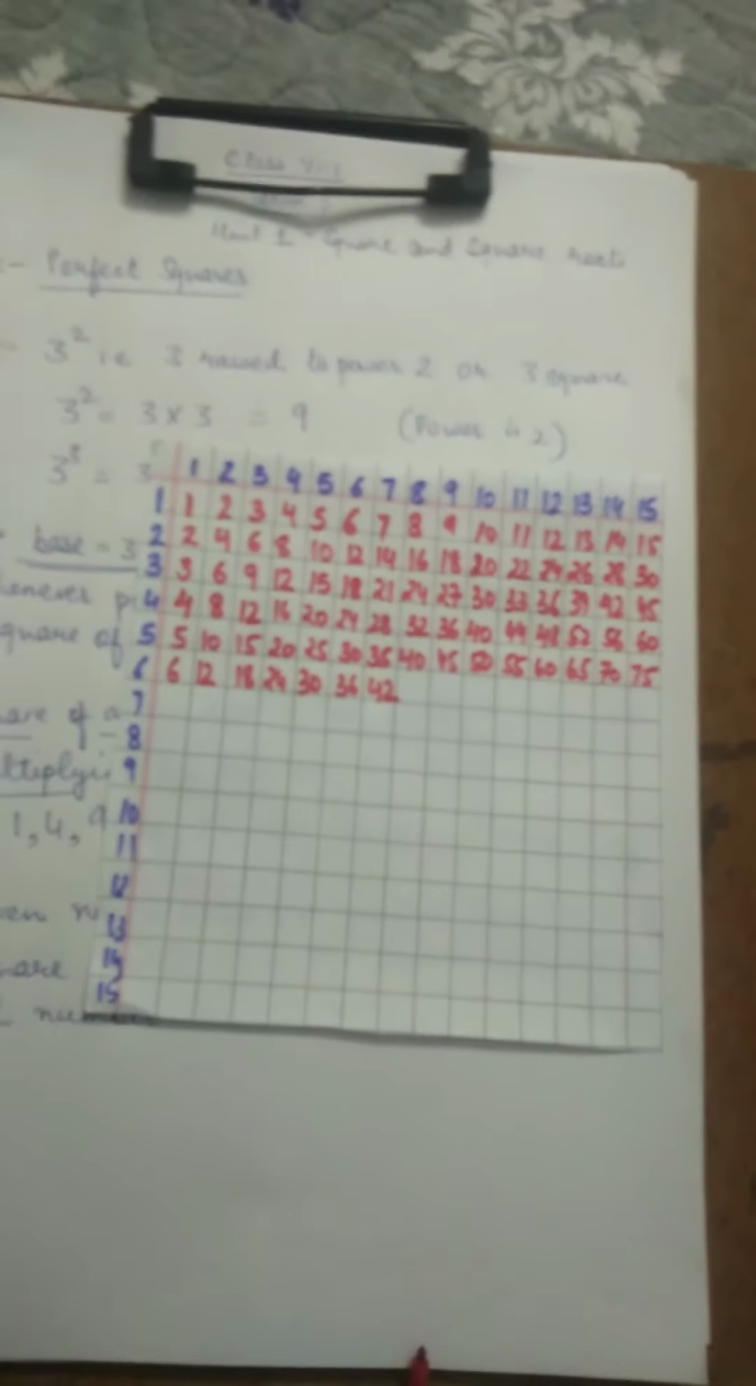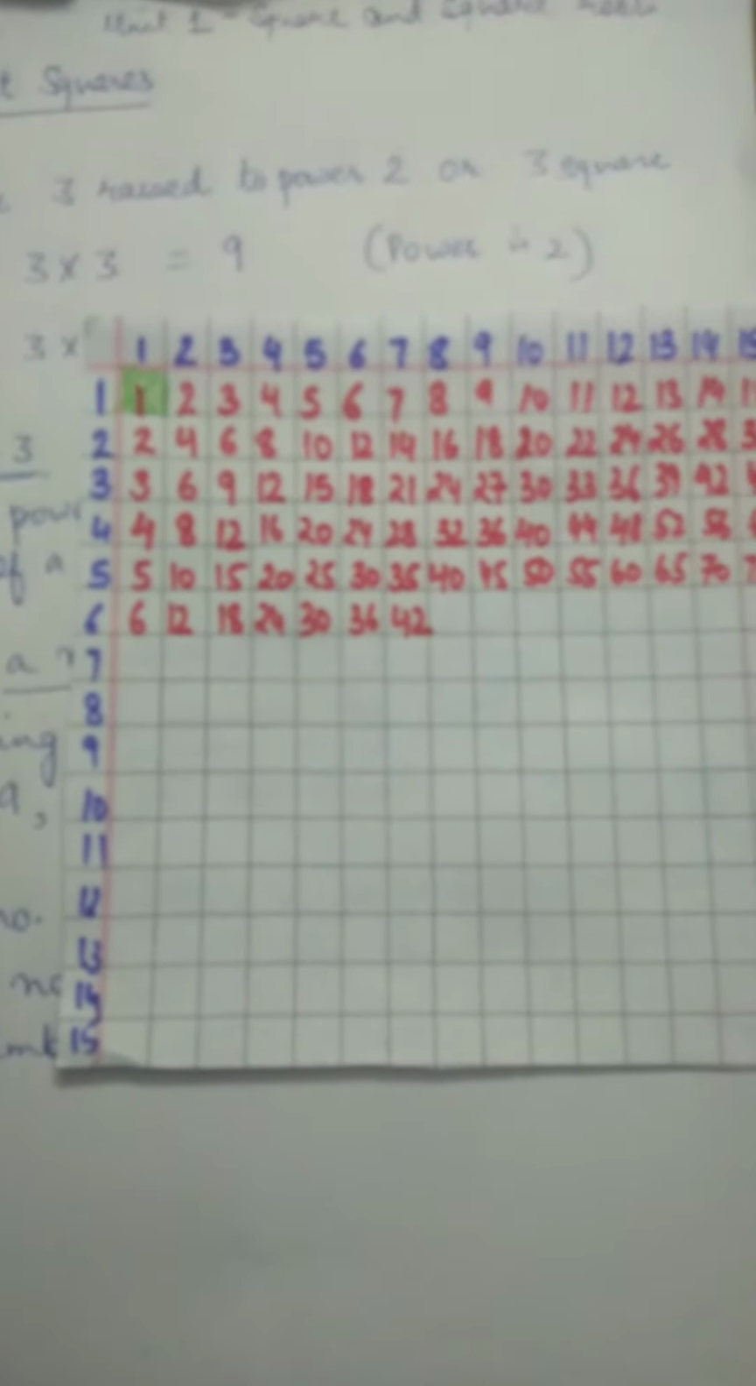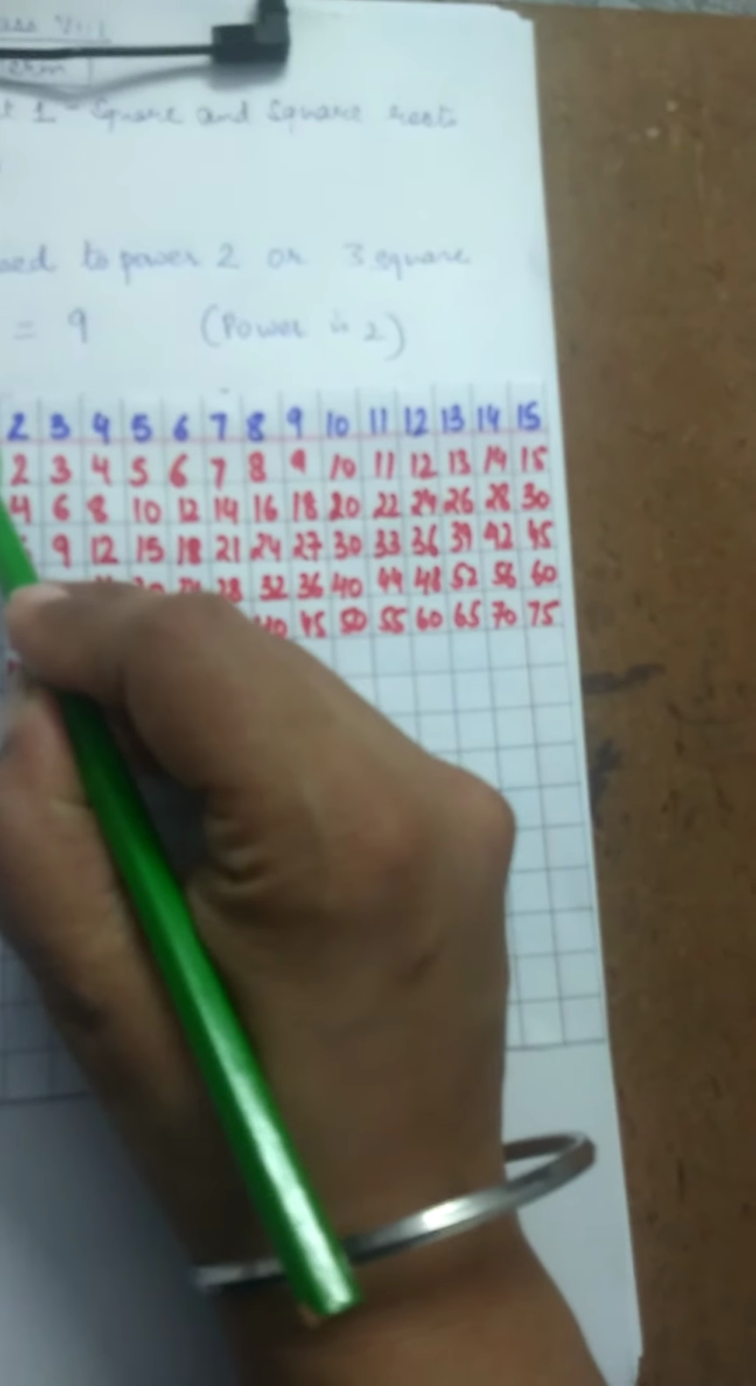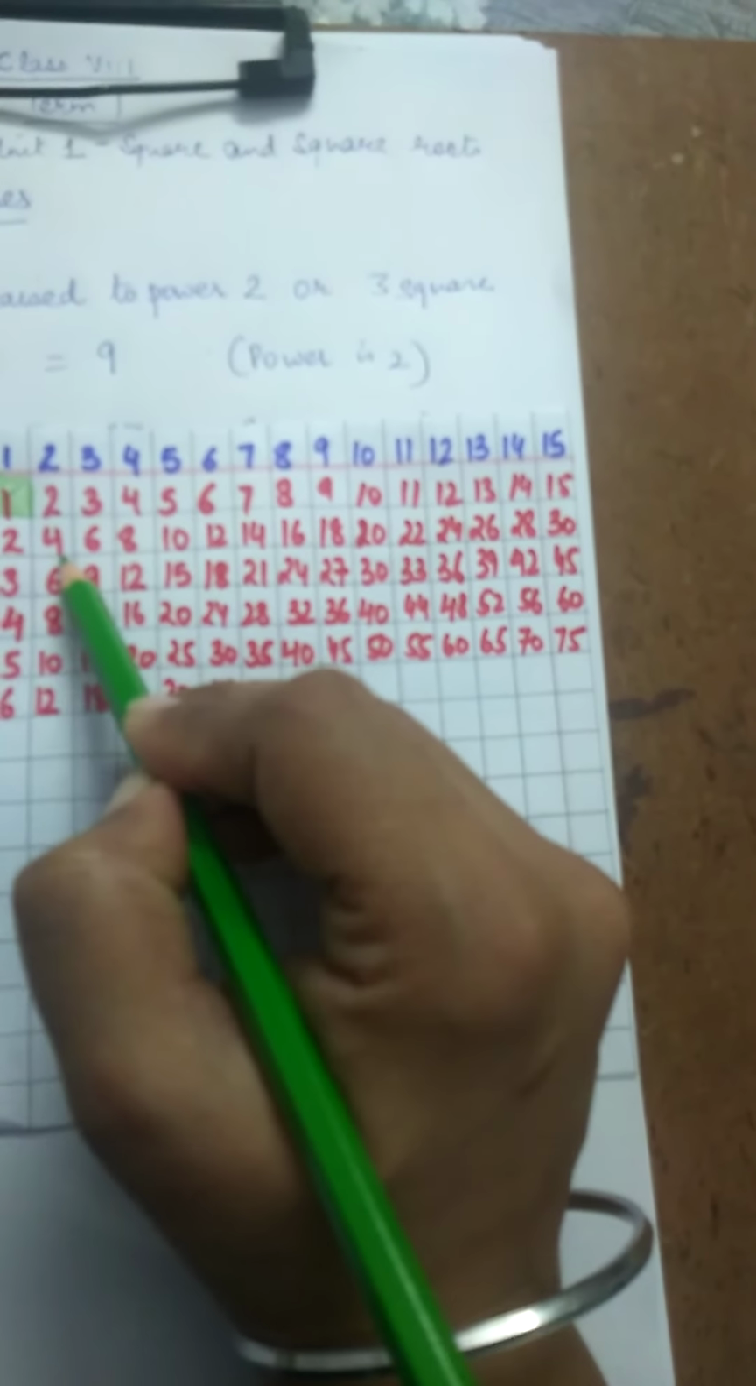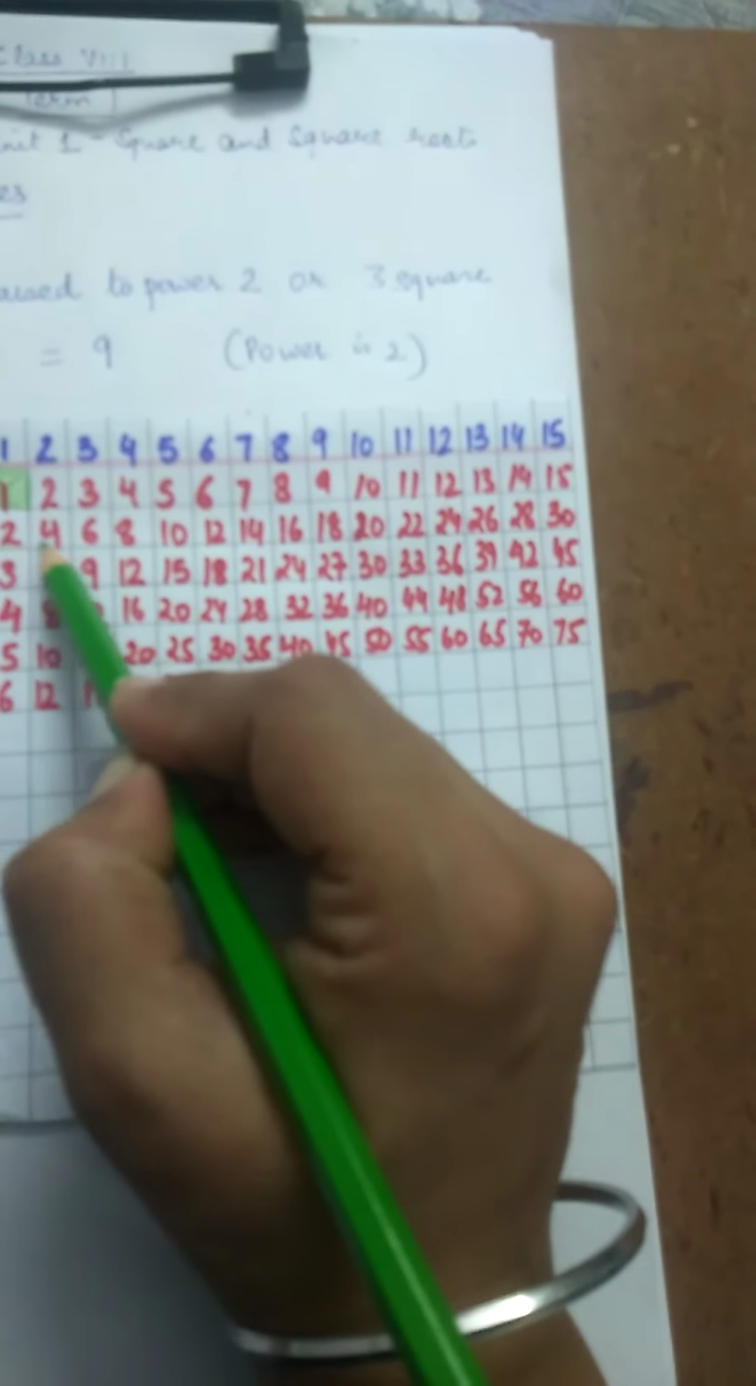Now let us find the perfect squares. Our task is to find the perfect squares. So my first square number is 1. What I'm going to do is shade that square. So my first number is 1. Now just observe the pattern. This is how I am completing my square.